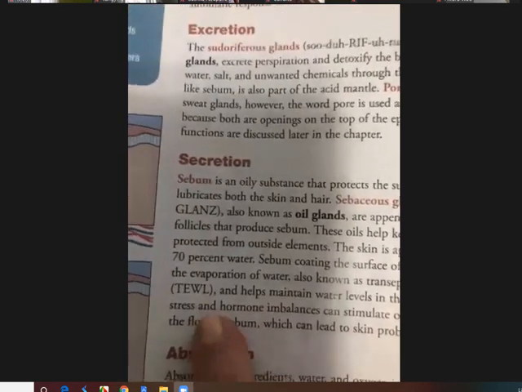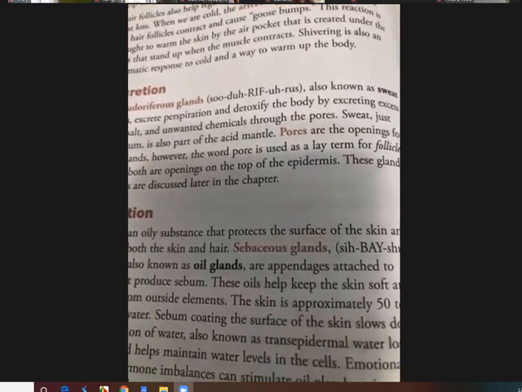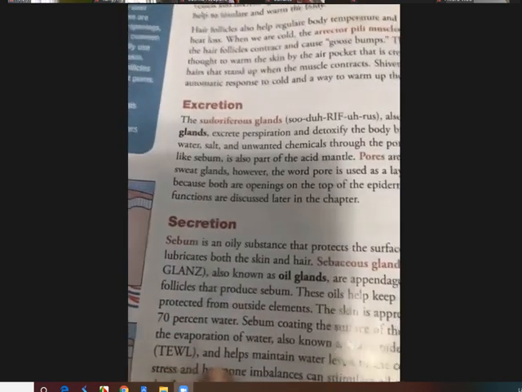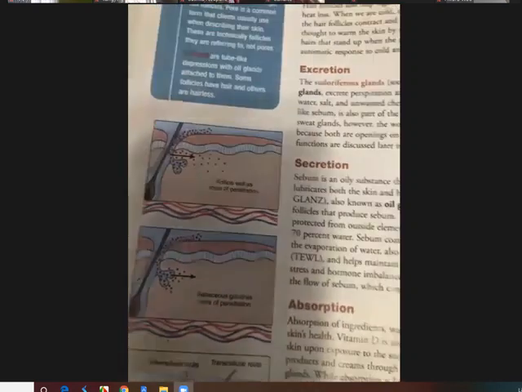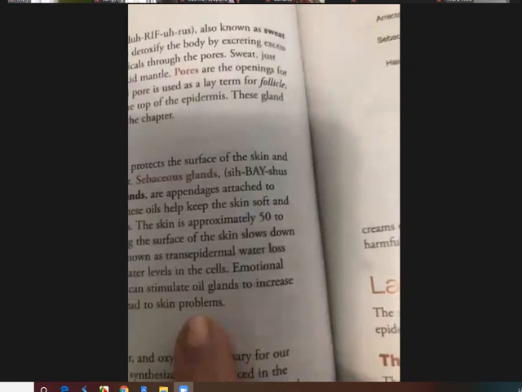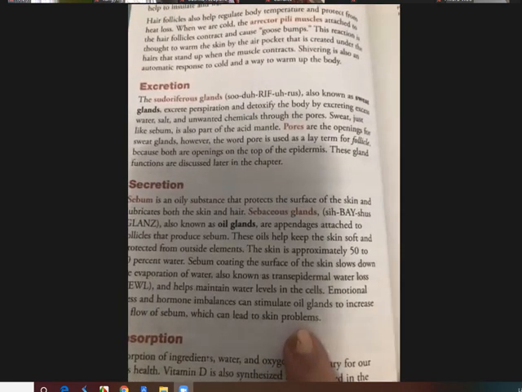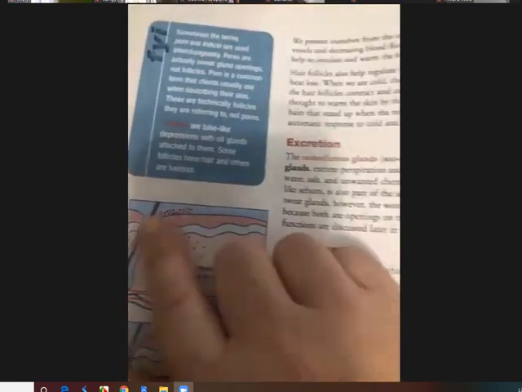Emotional stress and hormone imbalances can stimulate oil glands to increase the flow of sebum, which can lead to skin problems. So when you're emotionally stressed or when your hormones are imbalanced, your sebaceous glands start to produce more oil. That's why we get skin inflammation or acne. 当你的荷尔蒙不平衡或者你有压力的话，你的油囊就会出特别多的油，造成我们的皮肤感染，所以才会有痘痘或者皮肤红肿。Okay, next one.